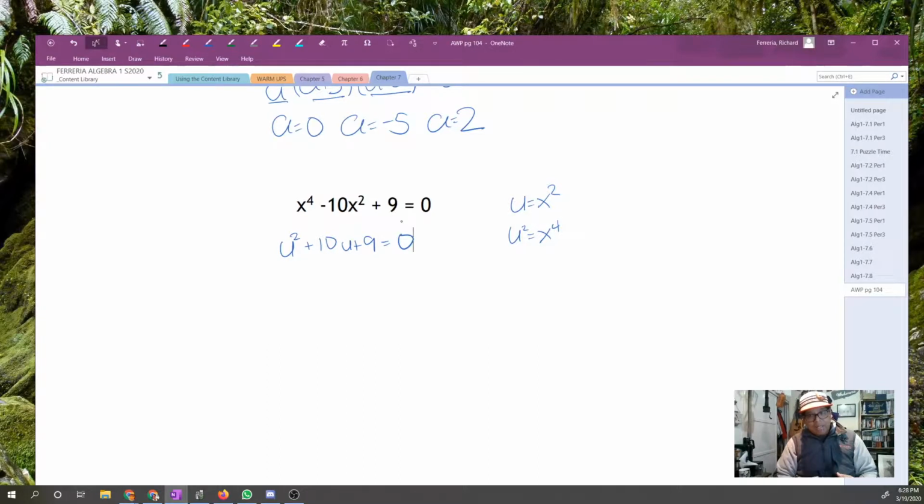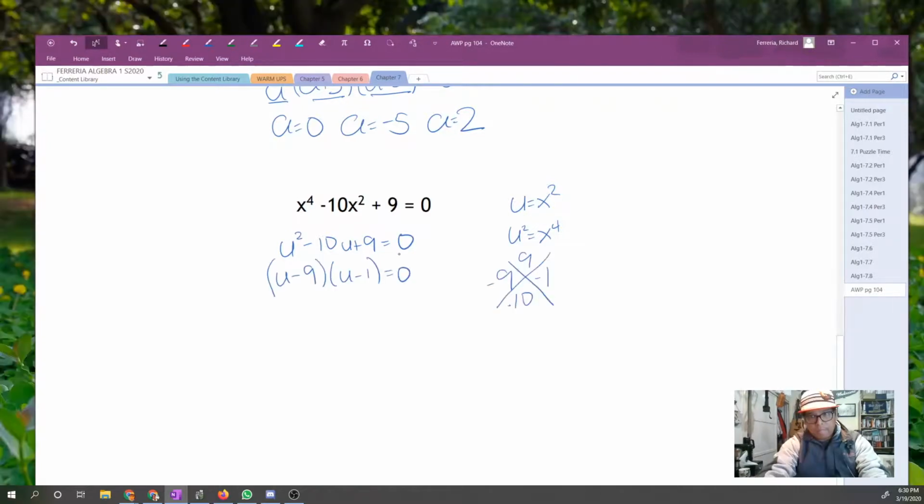And now at this point, I think it's time for you to factor in terms of u. So go ahead and factor. I'm going to pause it to give you time, or you should push pause and factor it. Well, now that we're factored in terms of u, maybe we should change those u's back into what they originally were, which was an x squared. So let's do that right now. This becomes x squared minus 9, and x squared minus 1 equals 0.